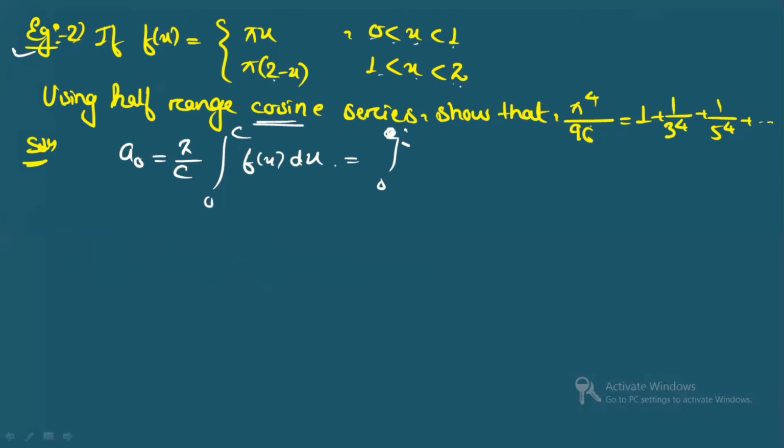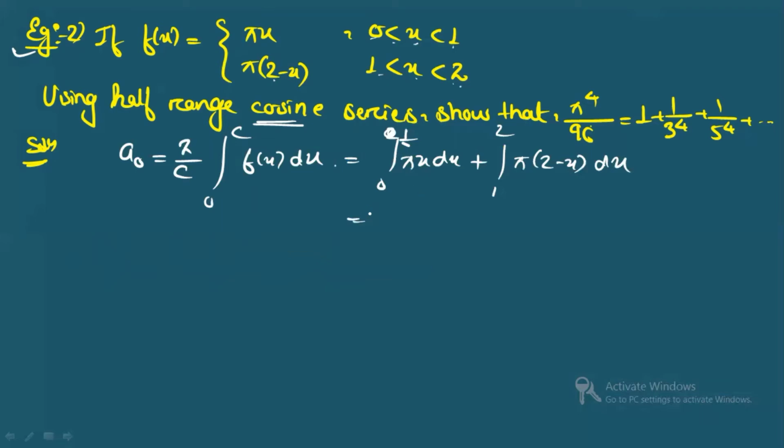But if you see here, you will write 0 to 1, because the value of the function is different now. For 0 to 1, it is pi x dx. Plus again, for 1 to 2, the value of the function is pi times (2 minus x) dx.